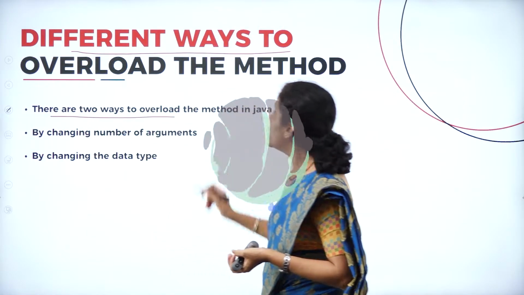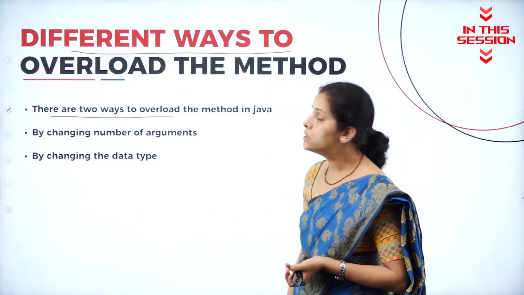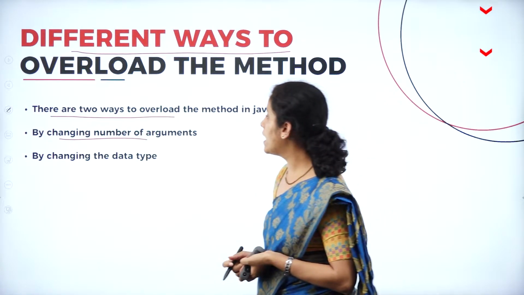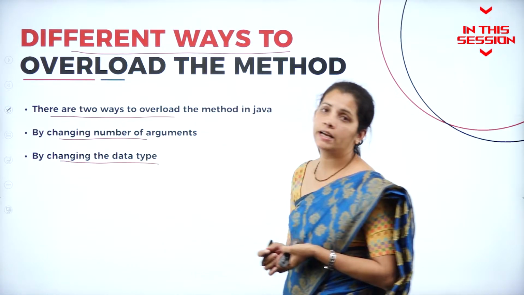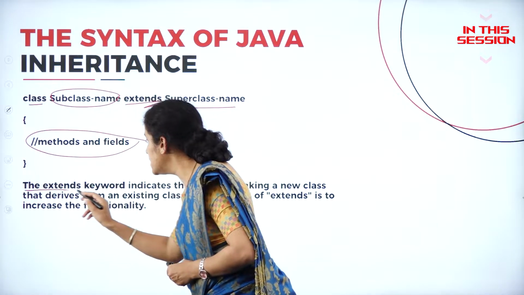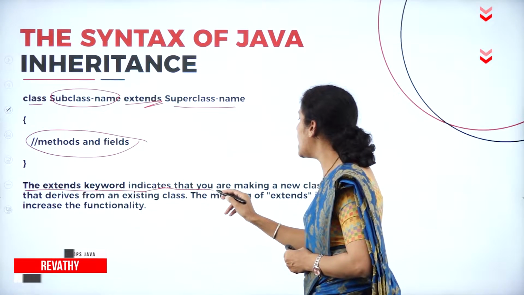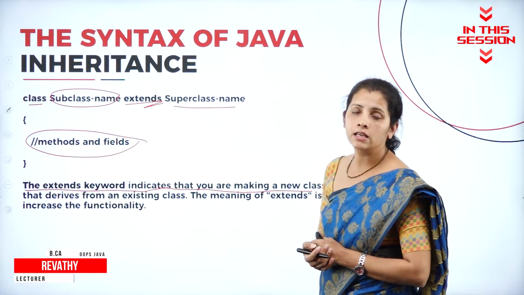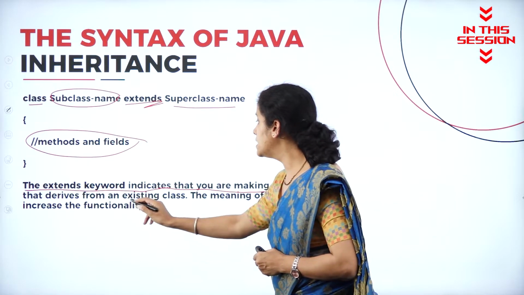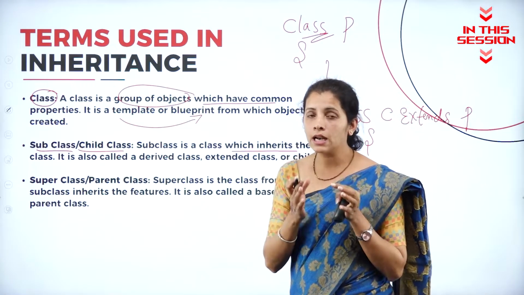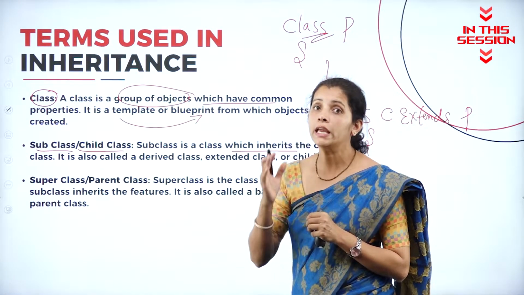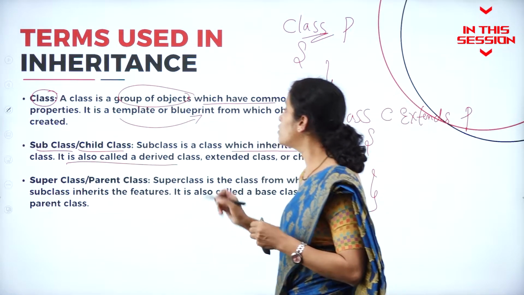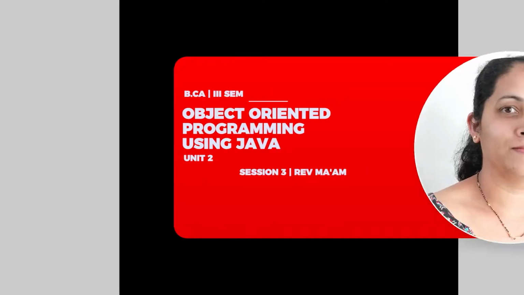There are two ways to overload the method. One is by changing number of arguments and by changing data type. The extends keyword indicates that you are making a new class that is derived from the existing class. Subclass is responsible for inheriting another class and it is also called derived class.